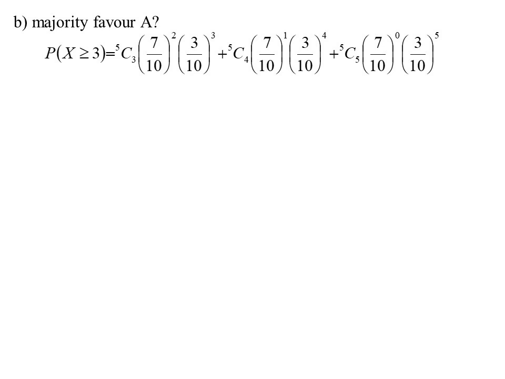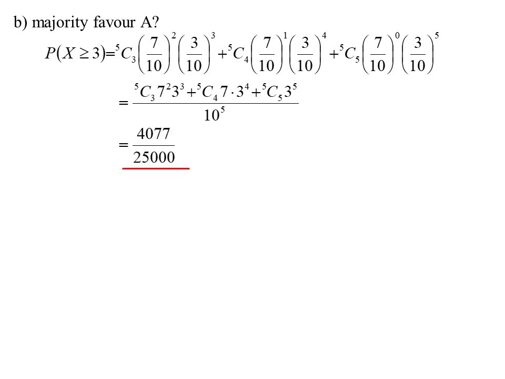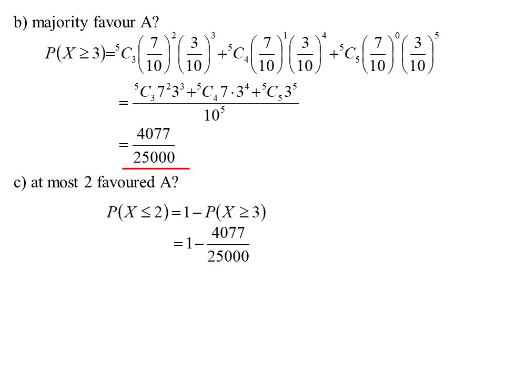Majority favour A. Well, majority would have to be 3, 4 or 5. So I just need to add those 3 possibilities together. And eventually, whoa, there's an unsimplified answer. There it is. 4,077 on 25,000. At most 2 favoured A. All the ideas of probability are still the same. If you think about it, at most 2 is the complementary event to what we just did, majority favouring A. So I can save myself some time there and say, well, that's just going to be the same as 1 minus what we just found. And we get our answer.